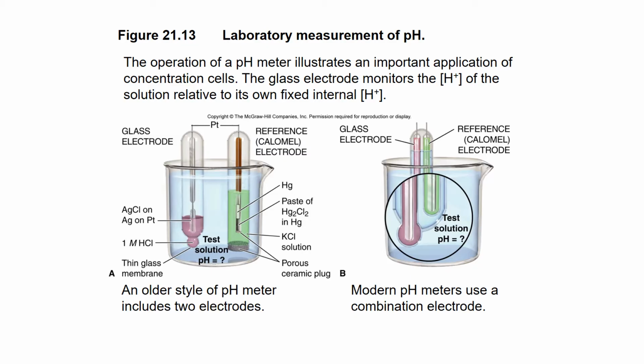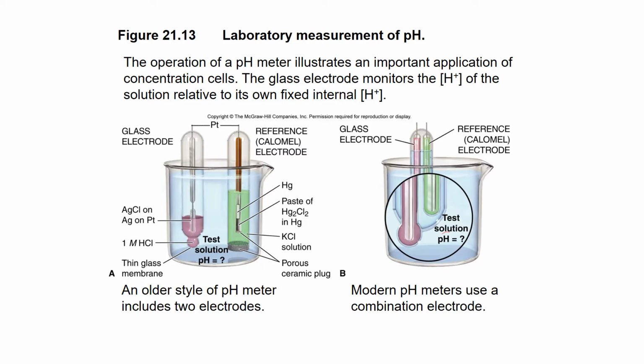The operation of a pH meter illustrates an important application of concentration cells. The glass electrode monitors the concentration of hydrogen ions in the solution relative to its own fixed internal hydrogen ion concentration. So within the pH meter, we have a fixed concentration of hydrogen ions within its electrode, but you also have what is in the solution here. So we have a glass electrode and a reference electrode, and then we are able to determine the pH.